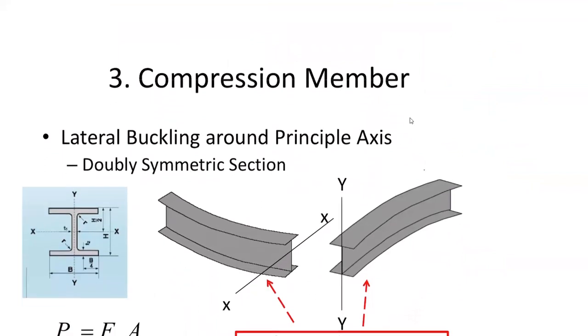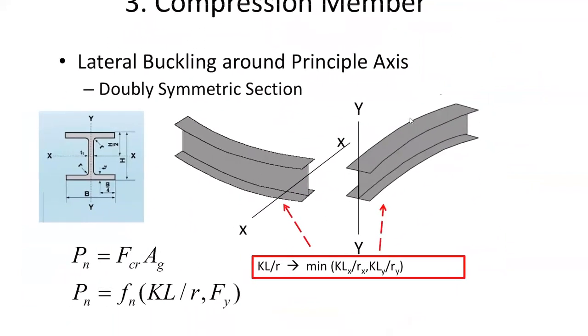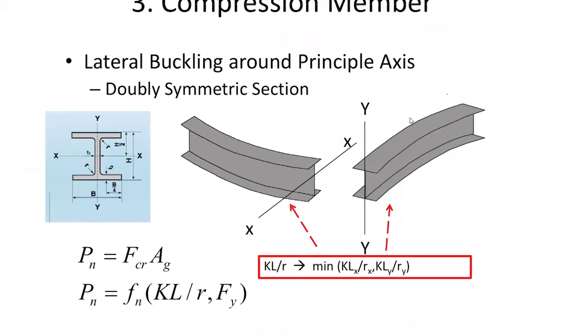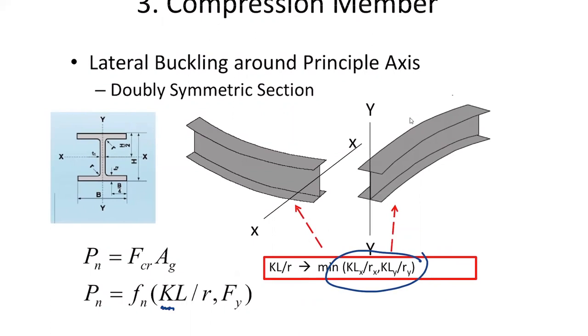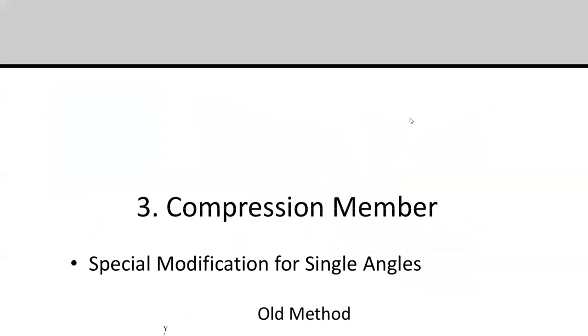As I mentioned, when we have the doubly symmetric section, the member is going to buckle about its principal axis, the one that is weaker, or say more slender. So you must check both axes like this and see which axis will produce the minimum KL over R. Now we don't talk about L over R anymore. You see, we must always say it with a K because we account for the support condition.